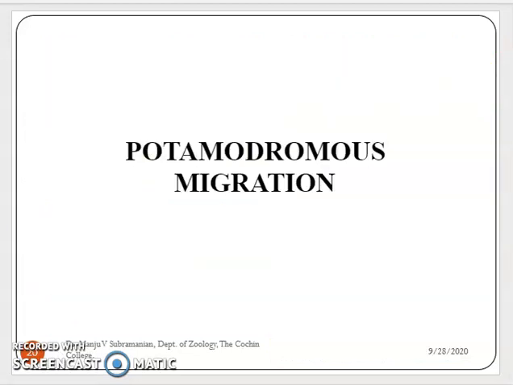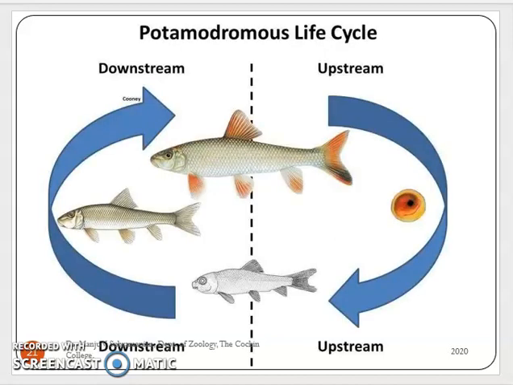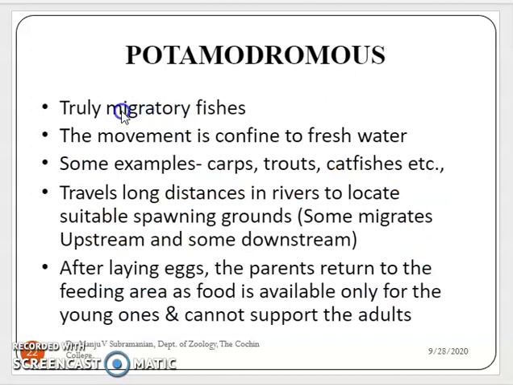The next migration is Pteromodromous migration. In this type of migration, they are truly migratory fishes, and the movement is confined to the freshwater. In Pteromodromous migration, the migration is confined to the freshwater itself. It is exhibited by certain fishes like carp, trouts, catfishes, etc.